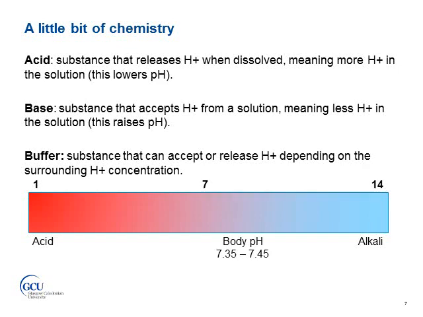A little bit of chemistry revision now. You may remember from your high school chemistry that an acid is a substance that releases hydrogen ions when it is dissolved. Acids, therefore, will increase the hydrogen concentration of the solution, or they will lower the pH. A base is a substance that accepts the hydrogen ions from a solution. Therefore, a base will decrease the hydrogen concentration of the solution, or it will increase the pH. A buffer is a substance that can accept or release hydrogen ions depending on the surrounding concentration.